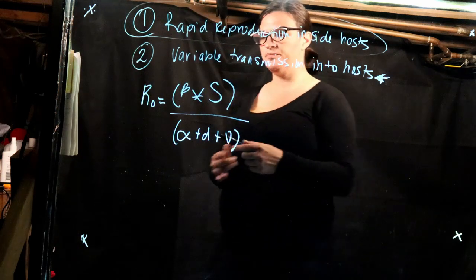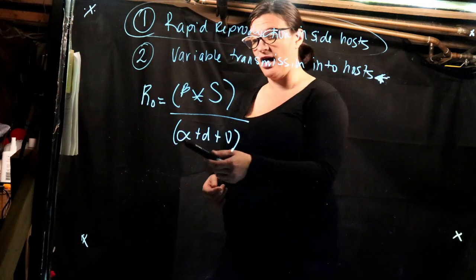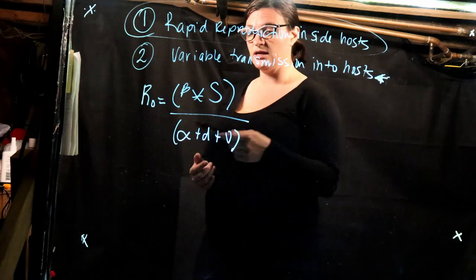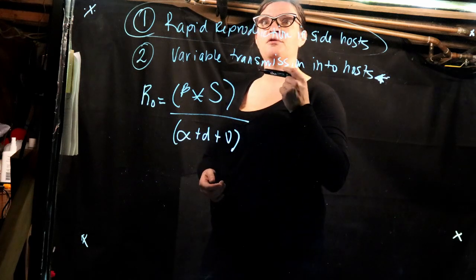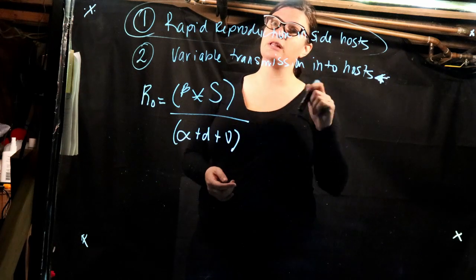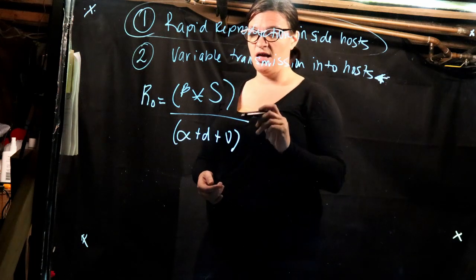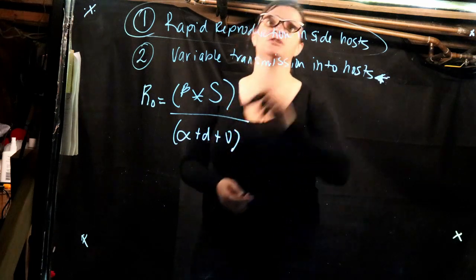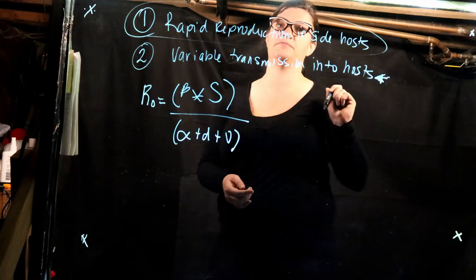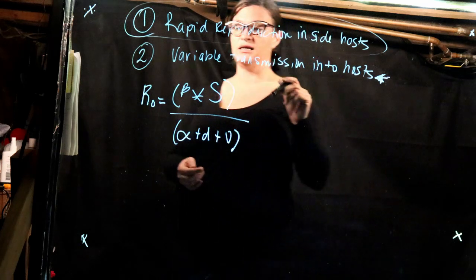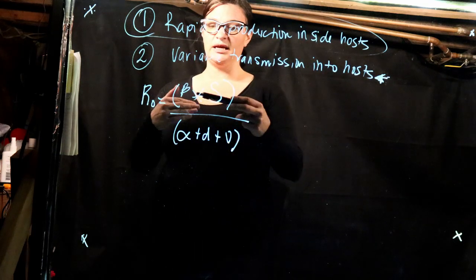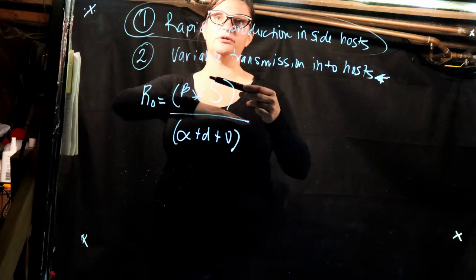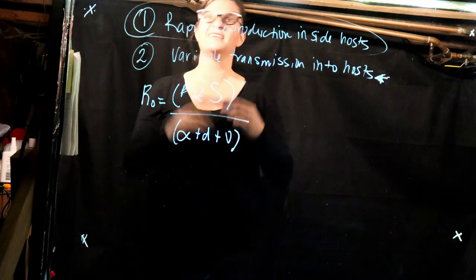Okay, so if we're thinking about this denominator here, alpha, remember, is the death rate from infection of the host. The D is the death rate of the host that's unrelated to infection. And V is the rate that infected individuals are moving into that recovered individual pot. And so this is really the inputs into the infected bin divided by the outputs. That's it.